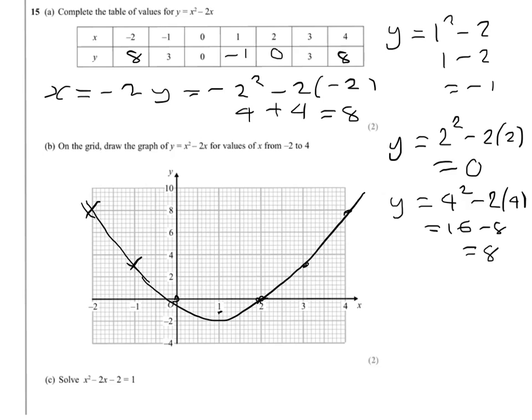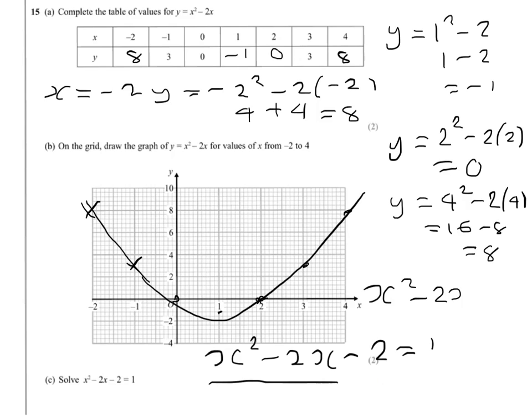Now finally, we've got to solve x squared minus 2x minus 2 equals 1. What we need to do here is to get this as the subject of the equation, so I need to move my minus 2 to the other side. The reason we do that is because we then can use the graph. So when is x squared minus 2x equal to 3? Remember, if I move the minus 2 across the other side, it becomes a plus 2, and 1 plus 2 will give you the 3. Right, so when does x squared minus 2x equal 3?